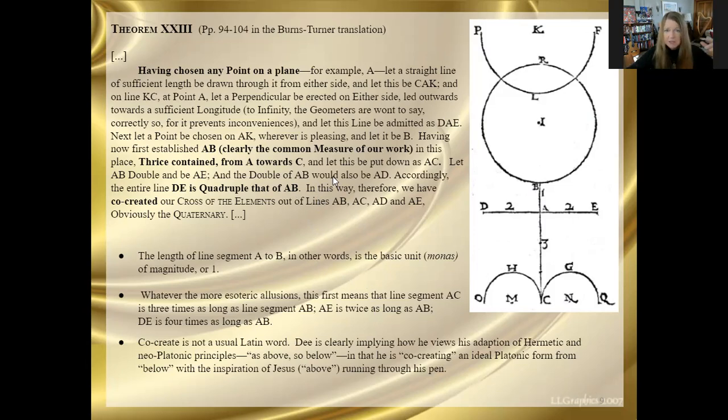Well, he talked before about how he hoped Jesus was writing through his pen. And down here he says, accordingly, the entire line DE is quadruple of AB. In this way, therefore, we have co-created our cross of the elements out of lines AB, AC, AD, and AE. And then he has a quaternary that can refer back to all his quaternaries. But I do want to point out that co-created is not a usual Latin word. So he's clearly implying here how he views his adaptation of Hermetic and Neoplatonic ideas, as above, so below, that he's co-creating an ideal Platonic form from below with the inspiration of Jesus from above running through his pen.